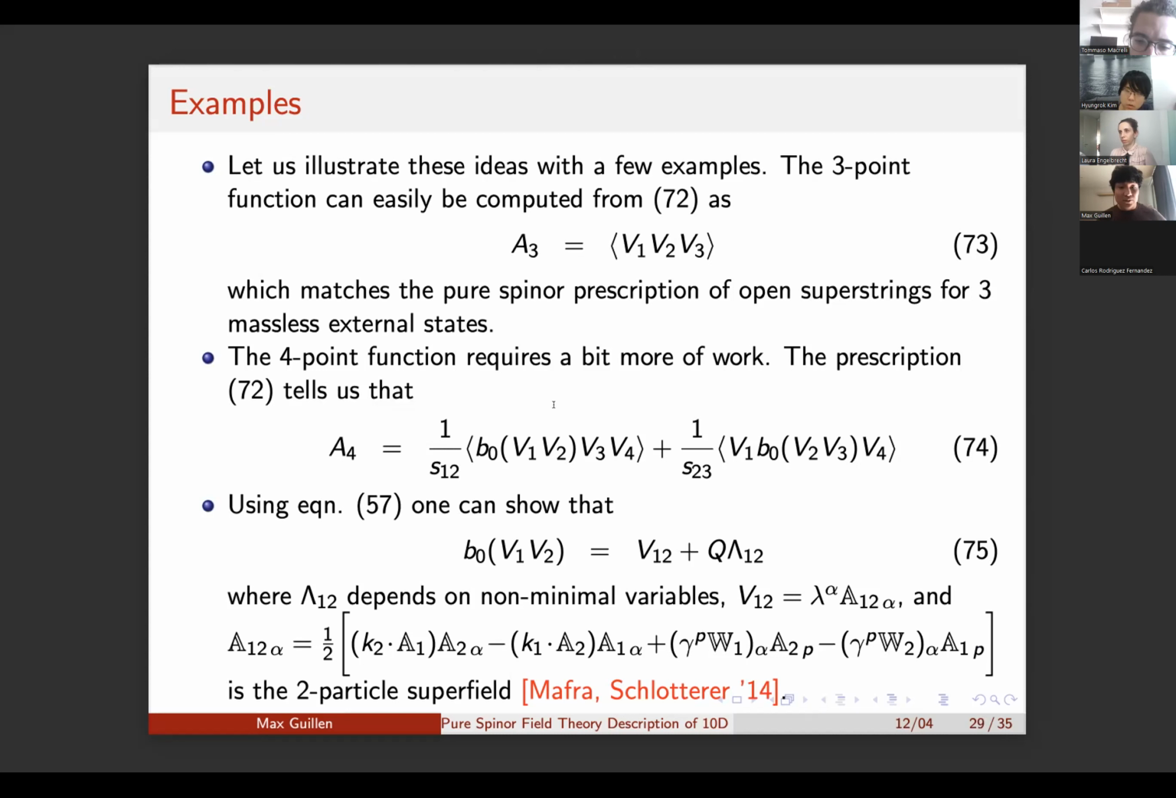For the 4-point function, we can also apply the same formula, and we find that the scattering amplitude is given by equation 74. Okay, in order to compute this amplitude, we need to compute the action of b0 acting on 2 vertex operators. We did that in our paper, and we found that the result is basically given by this multiparticle superfield V_12 plus something which is BRST exact. And this multiparticle superfield was also found by Mafra and Schlotterer in 2014 in the context of the open pure spinor superstring.